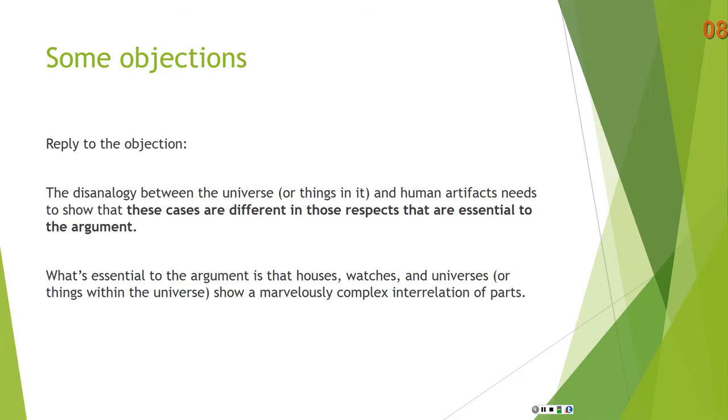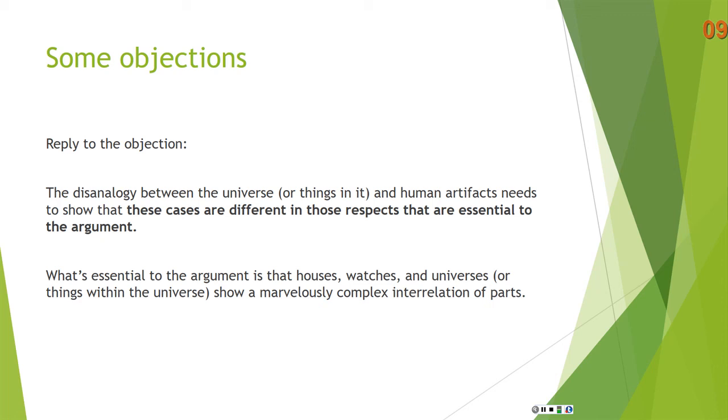The way I would reply is as follows. Well, okay, the universe isn't very much like a house, but if you're pointing out disanalogies between the universe or things in it, like the eye, like the cell, and human artifacts or machines, you need to show that these cases, say the universe and a house, are different in those respects that are essential to the argument. When it comes to analogical arguments, you can point out differences, but if they're irrelevant to the inference being made, then the differences don't really matter, right? We need to talk about differences that are relevant to the design inference.